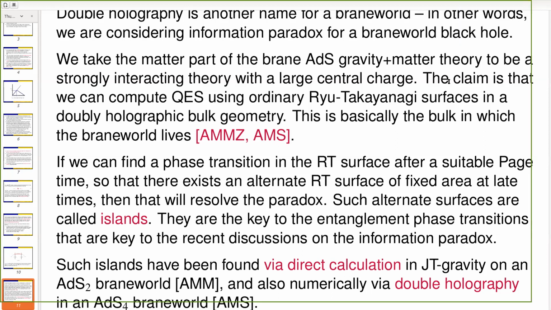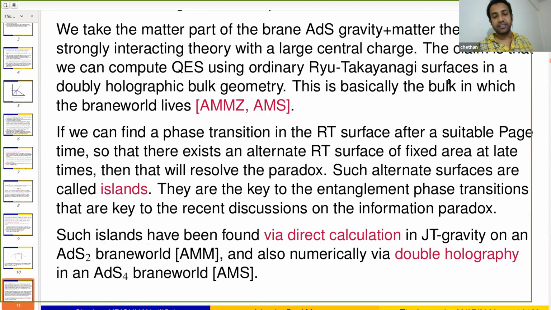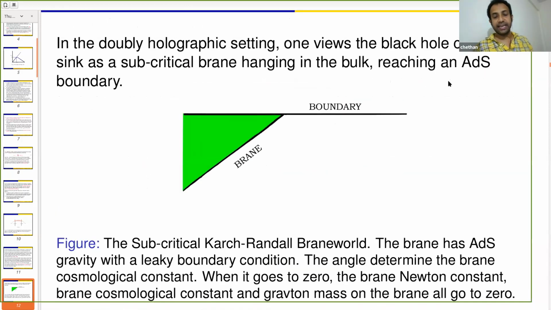So the idea is that there is a brane world black hole. Let me maybe flash a picture. This is the kind of setup that one talks about. For example, this is sometimes called a Karch-Randall brane world. So the idea is that this is the brane. This green part you can ignore. The brane is some brane that is living here, and it has dynamical gravity on it.